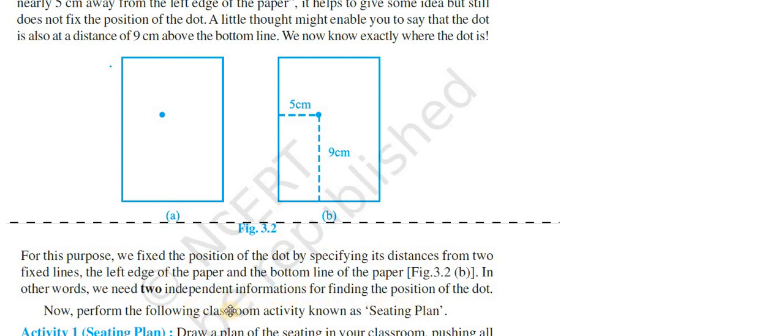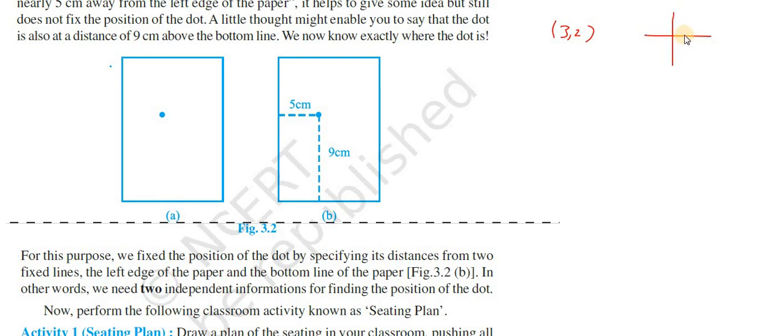Now perform the following classroom activity known as seat planning. Okay, seat planning is one of the best. People know all these concepts. What it is, is nothing but, suppose they give 3 comma 2. Are you able to locate this on the graph paper? Yes, definitely you can locate. Suppose this is a graph paper.